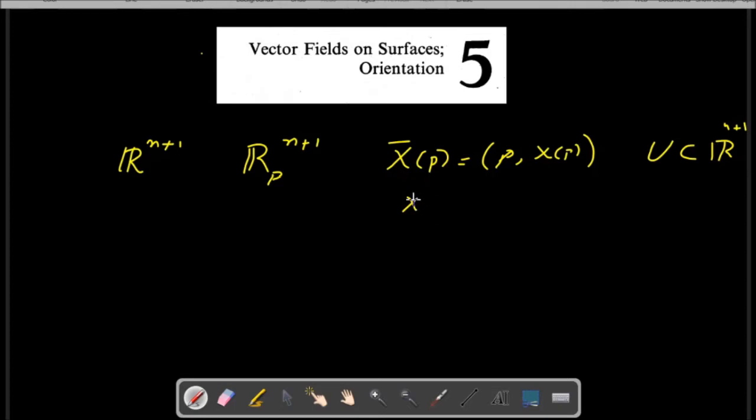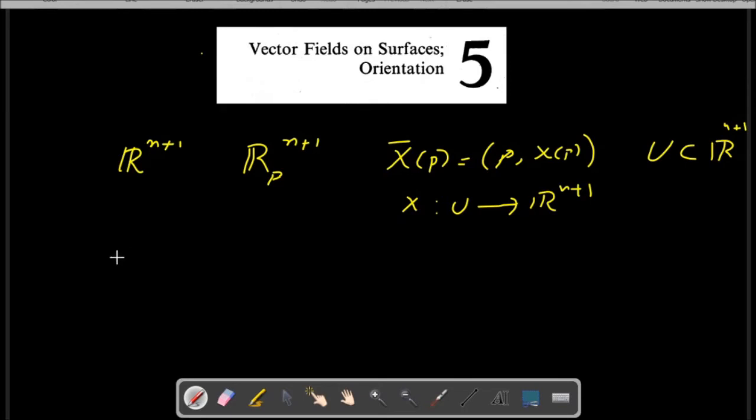So X is a function defined from U to R^(n+1). Corresponding to each p in U, you will get a vector. That vector will depend on the function X of p, the point, and you can draw the vectors at each point. This is the vector field in this domain. Now we are going to discuss the vector field on surfaces.